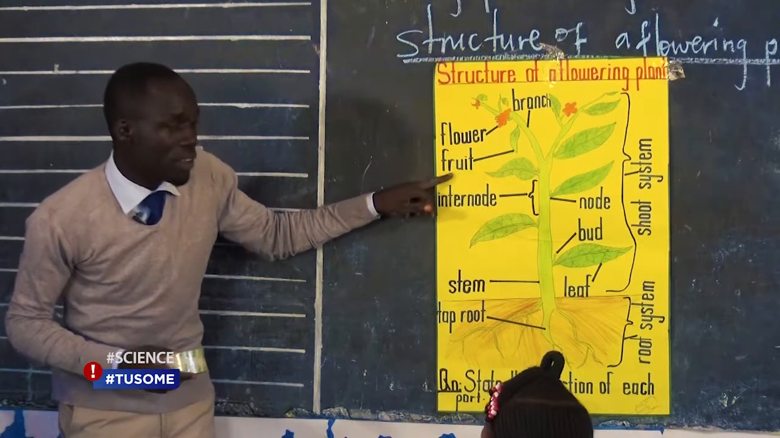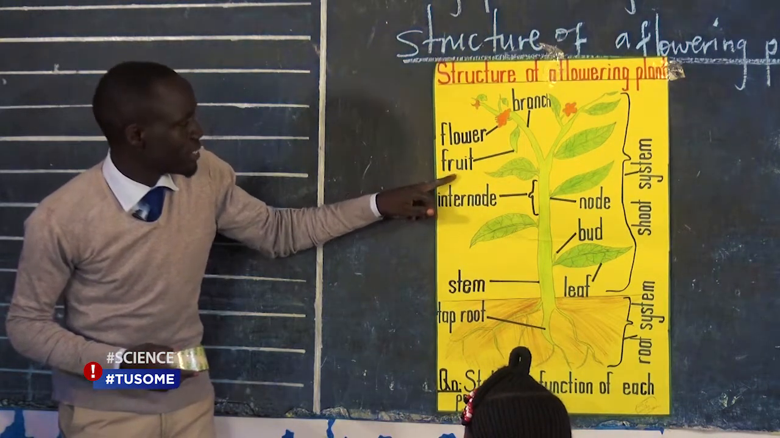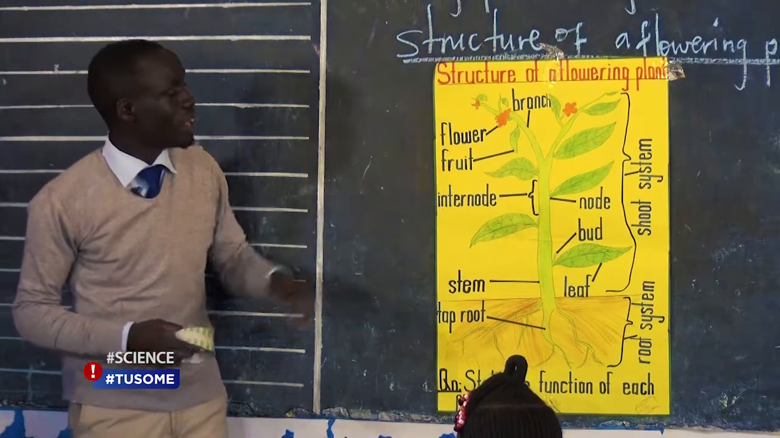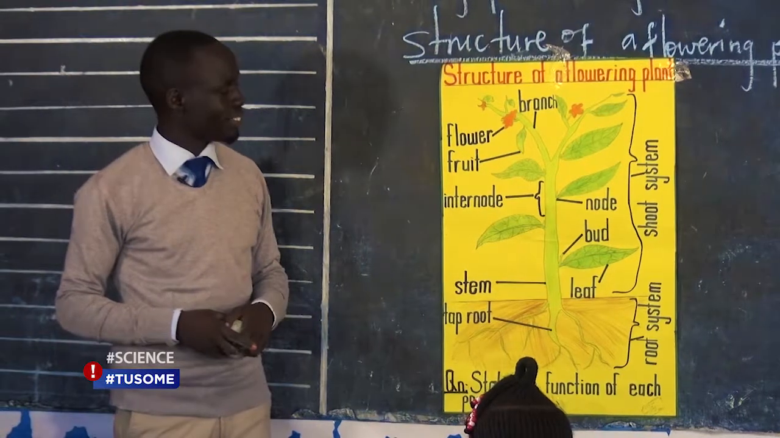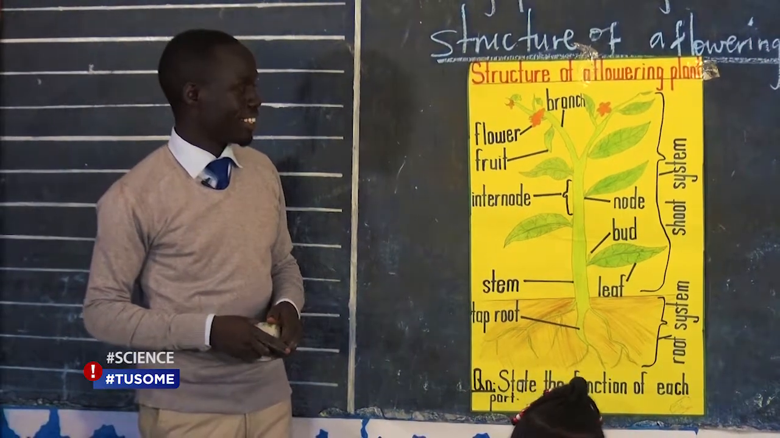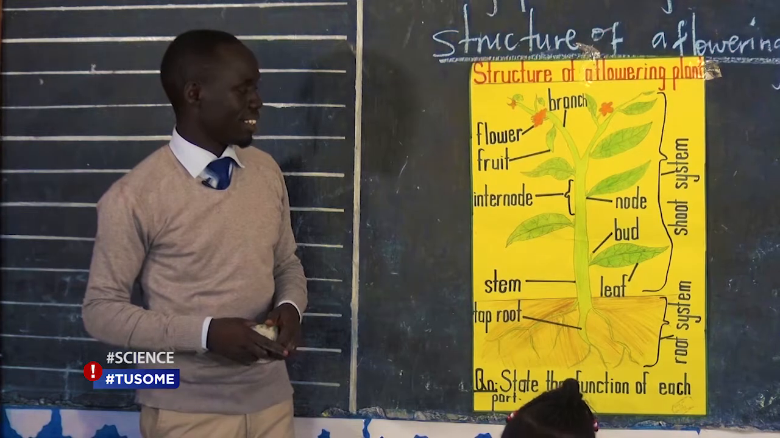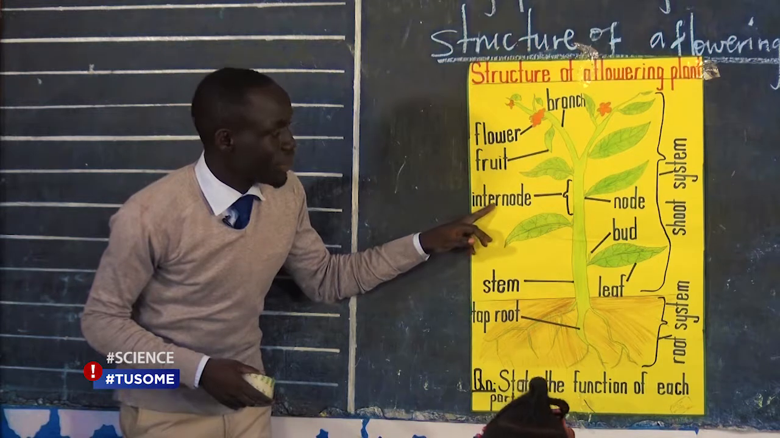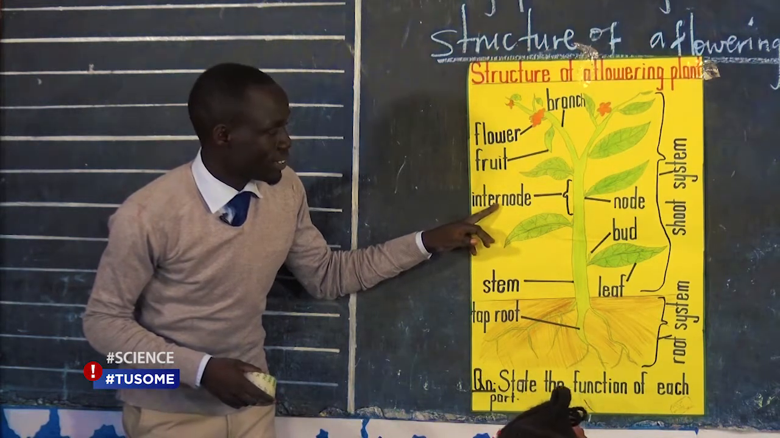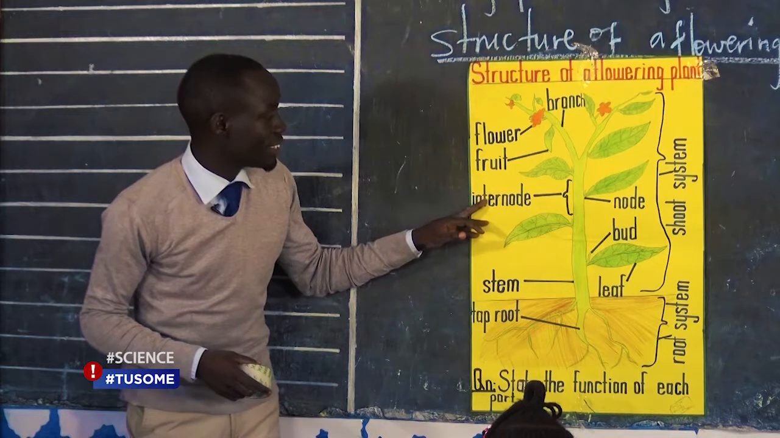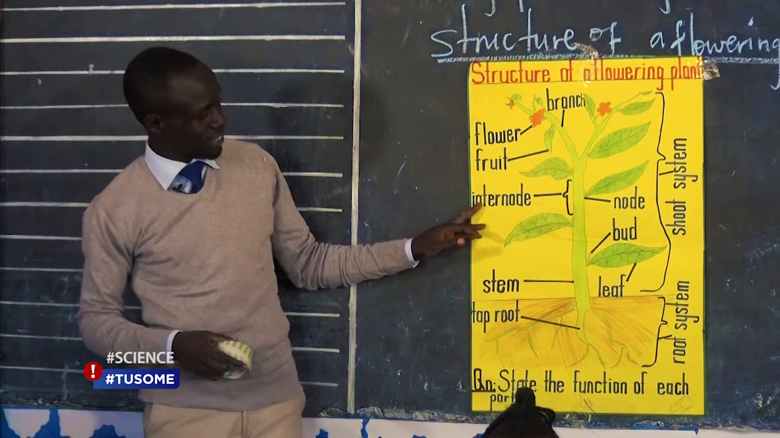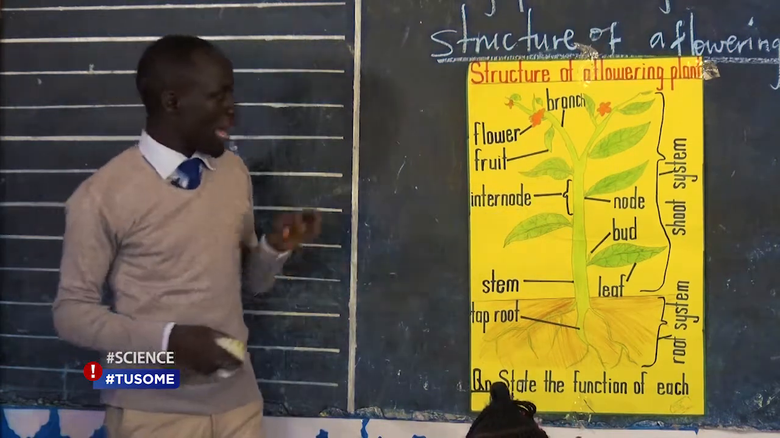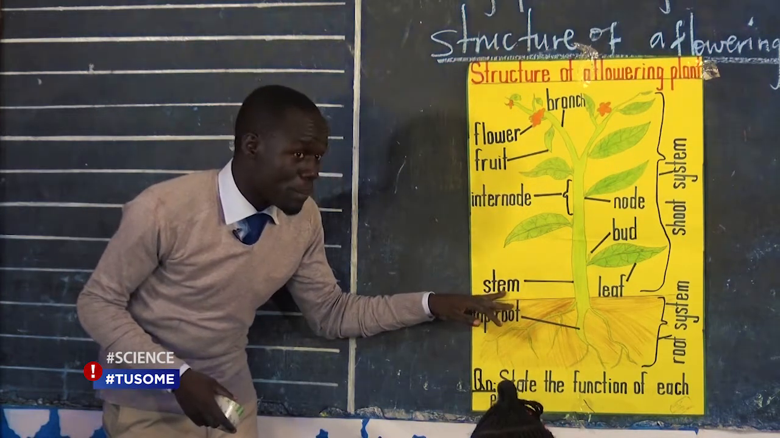We come to our next part. After flower, we have? Fruit. Everybody, fruit. Can we spell the word fruit? F-R-U-I-T. We have a part called internode. Can you spell the word internode? I-N-T-E-R-N-O-D-E. Good.